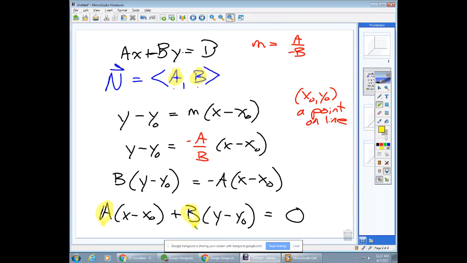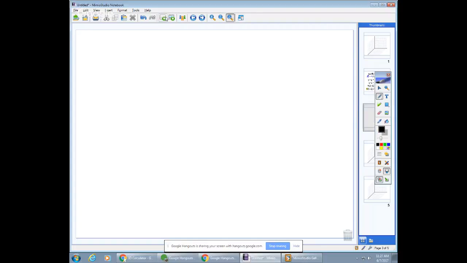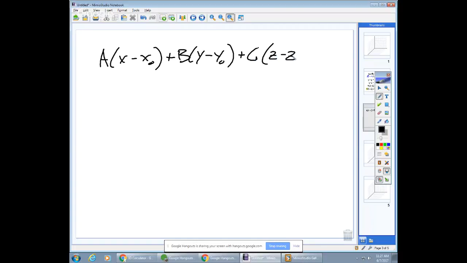Well, it's helpful when we move on to 3 dimensions. So this is a 2-dimensional line in a normal vector. Okay. What happens if we generalize this out to 3 dimensions? Well, then we would get something that looks like this. We would have an a times x minus x0 plus b times y minus y0. And if we have a 3rd dimension, we would have a plus, let's call it c, that's a c, times z minus z0. And that's equal to 0.